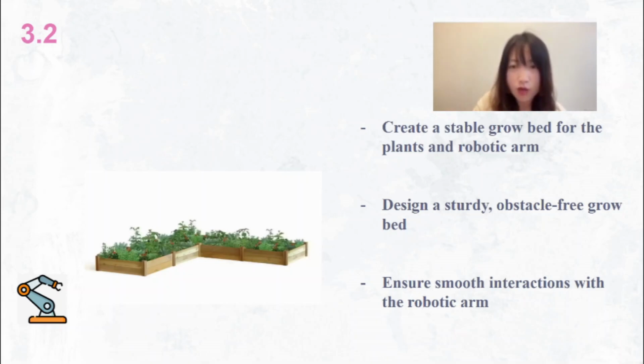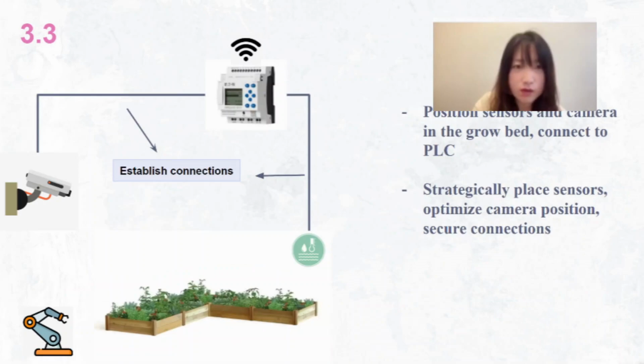Now, we will see the third step. Sensors and the camera need to be installed to establish a connection with the PLC. First, we will install temperature, humidity, and soil moisture sensors in the grow bed to collect important data about the growing environment of the plants. This is because the PLC receives data from the components, the sensors and the cameras, and then sends the raw data to the cloud for processing and analysis.